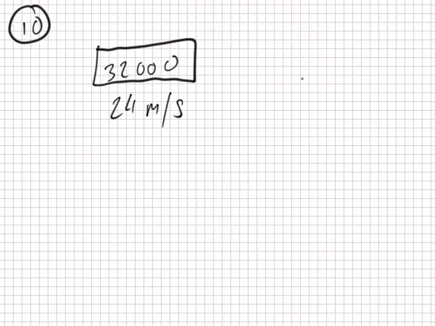A lorry of mass 32,000 kilograms travels at a velocity of 24 meters per second when it collides into the back of a car of 2,600. So you've got your big truck here, and that's 32,000 moving at 24 meters per second. It crashes into this guy here, 2,600, just like your bus story, and he is at rest.